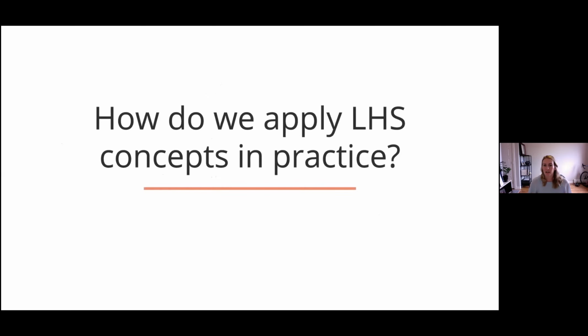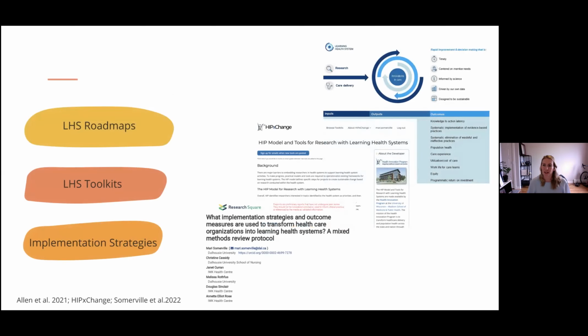And so we have all of this evidence available to us around what a learning health system is and what the key concepts are that should be a part of a learning health system. But we're still learning how we can actually apply this in practice and how we actually move to a learning health system model. So I'm just going to briefly touch on some of this. I know Brigitte is going to talk a little bit more about this in her presentation, but we are seeing more evidence now around some of these tools that can help us move into a learning health system model.